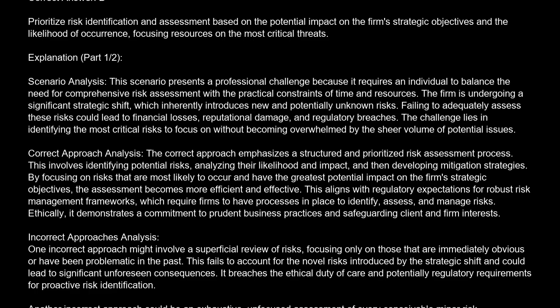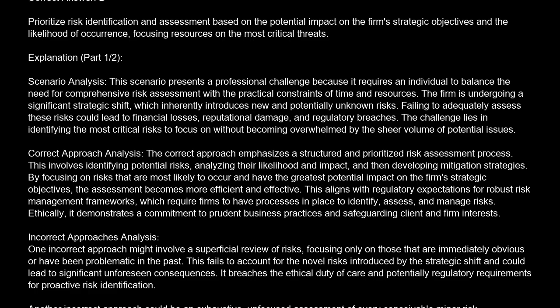This aligns with regulatory expectations for robust risk management frameworks, which require firms to have processes in place to identify, assess, and manage risks. Ethically, it demonstrates a commitment to prudent business practices and safeguarding client and firm interests.